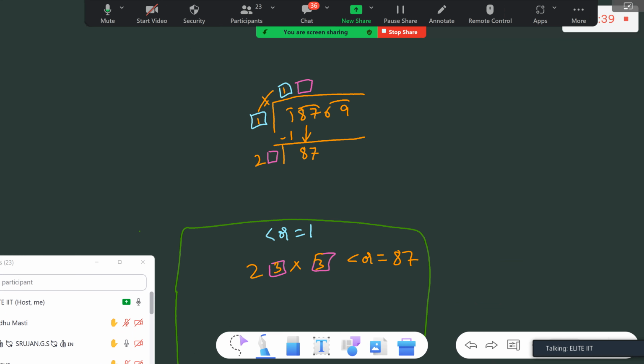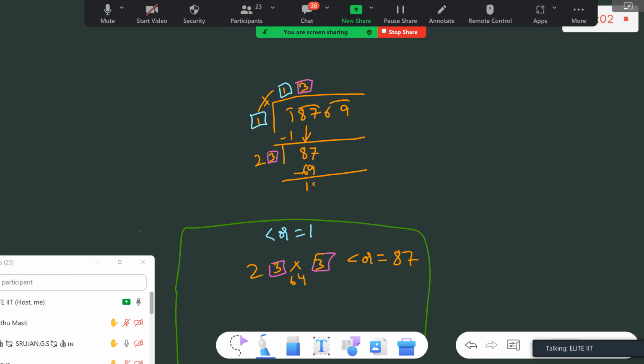If you take 24 into 4, it will become 96, more than 87, isn't it? So we have to take 23 into 3. Okay? 69. What is the remainder? 18.